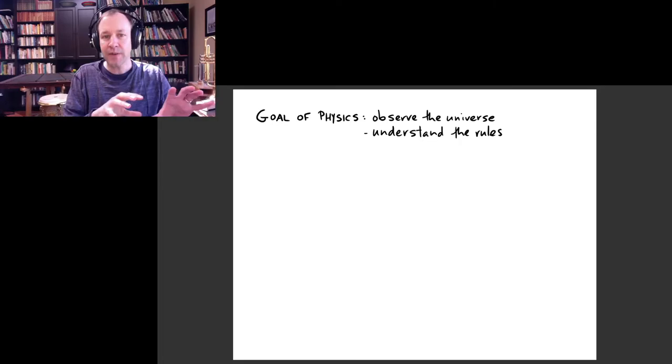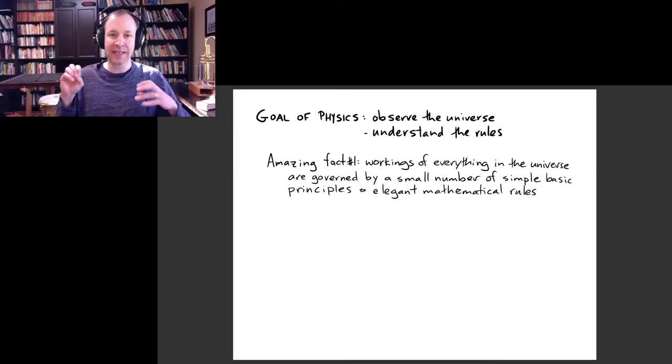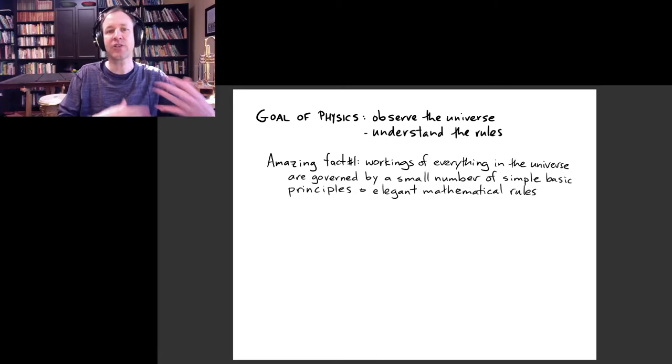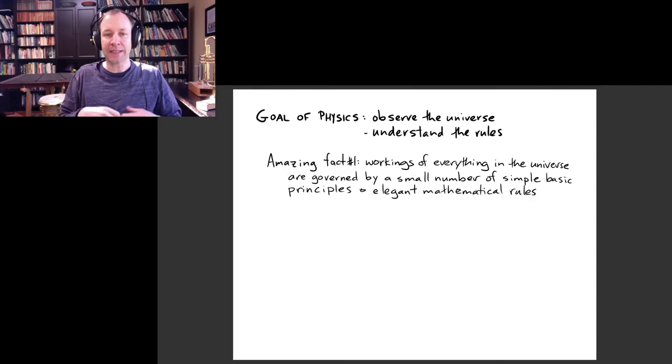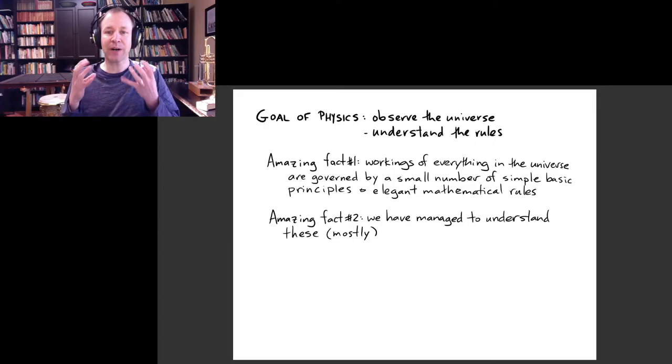And then what we want to do is understand the rules for what we're observing. There's an amazing fact, which is that it seems that the workings of everything in the universe are actually much simpler than they appear at first. Through centuries of scientific progress, we now understand that all of these diverse phenomena are governed by a very small number of simple basic principles and what I would call very elegant mathematical rules. And surprisingly, these rules are simple enough for humans to understand.